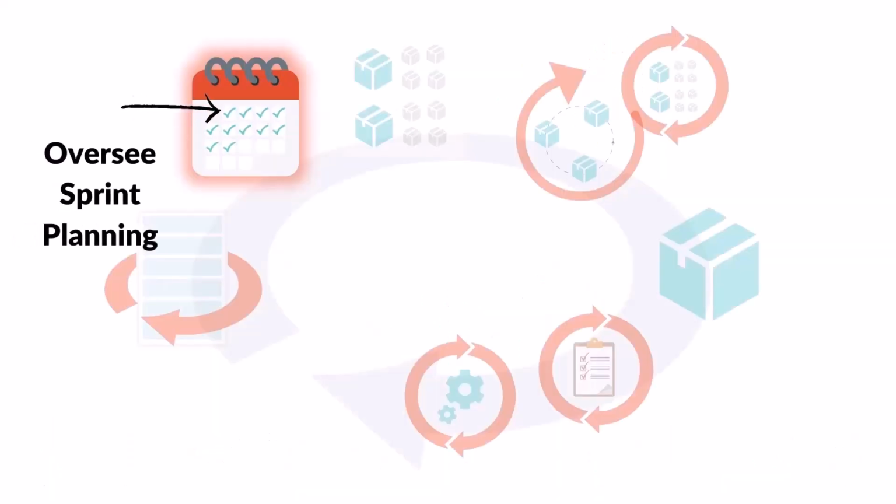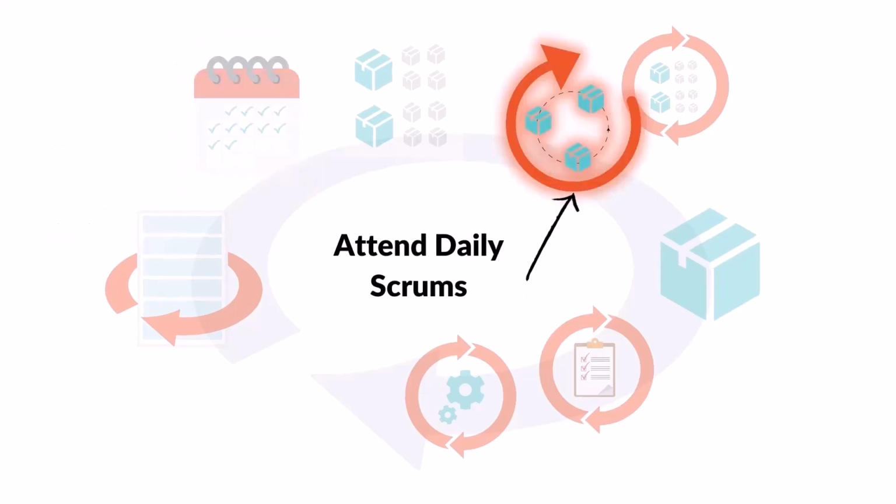At the start of the sprint, the product owner oversees the sprint planning activity. During sprint execution, the product owner tries to attend the team's daily scrums. This may not always be possible, but it is a good practice. During the daily scrum, the product owner listens to better understand how the current sprint is progressing and to identify opportunities to assist the development team.